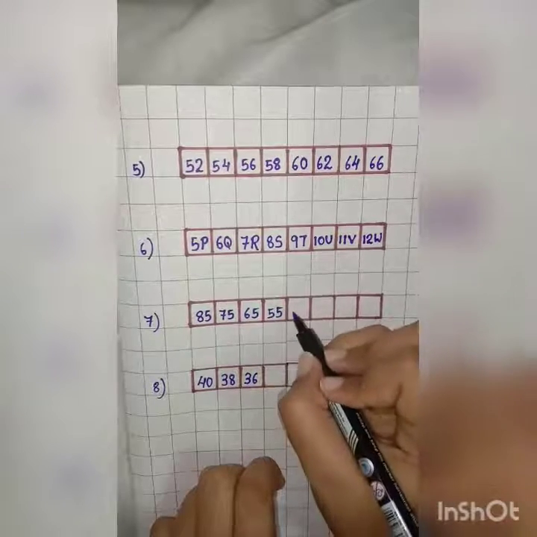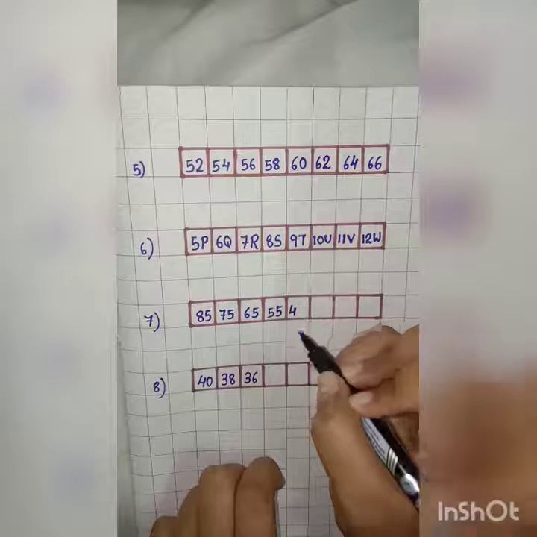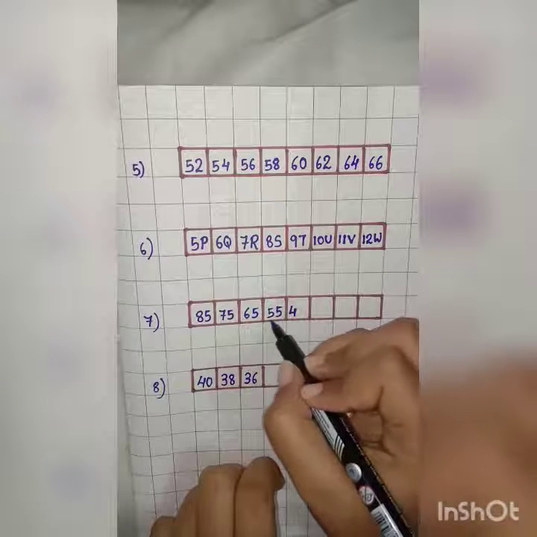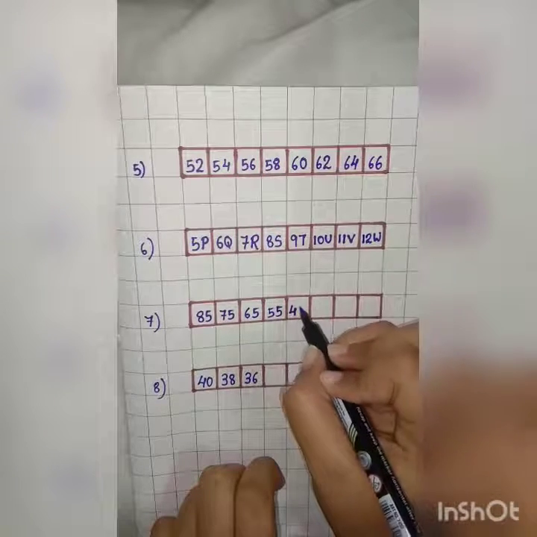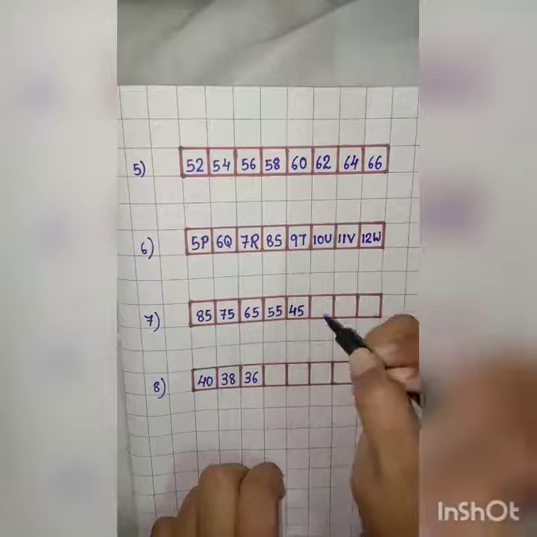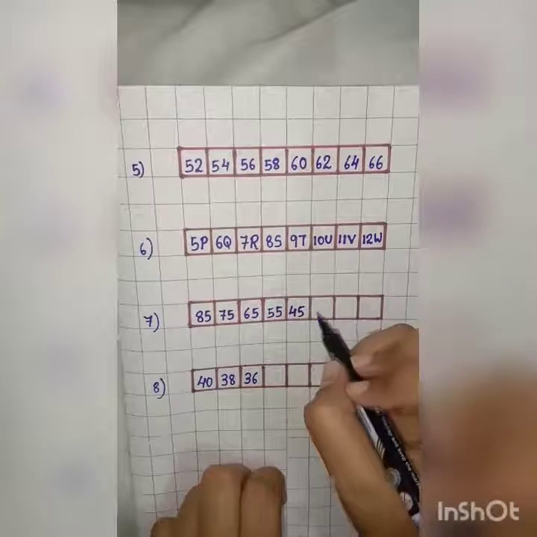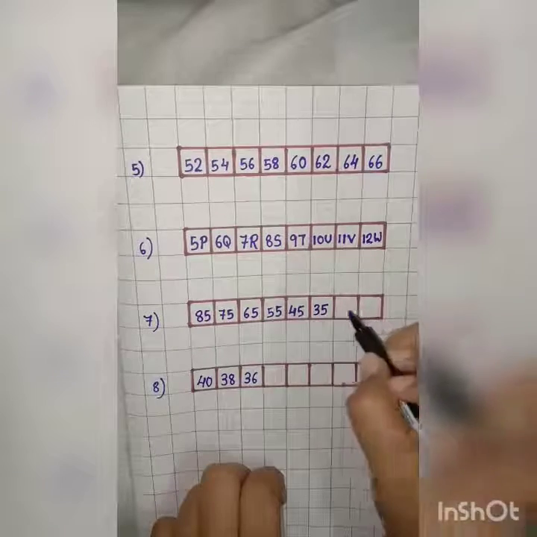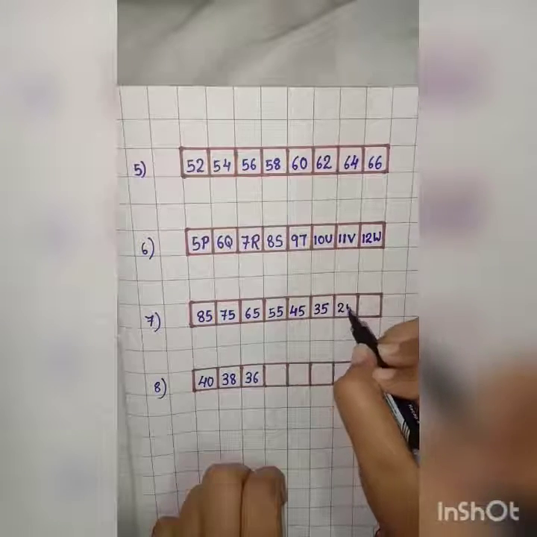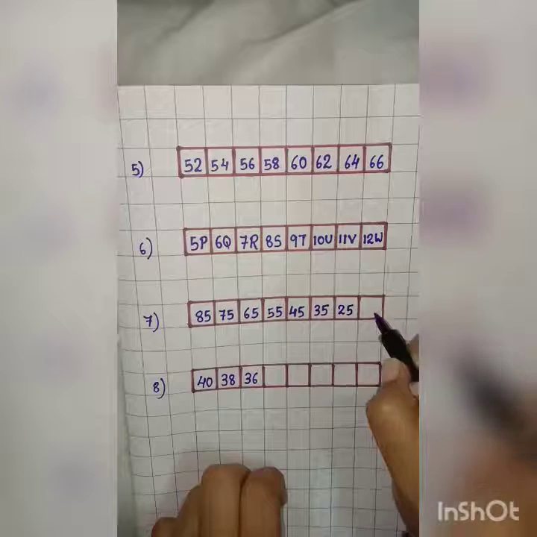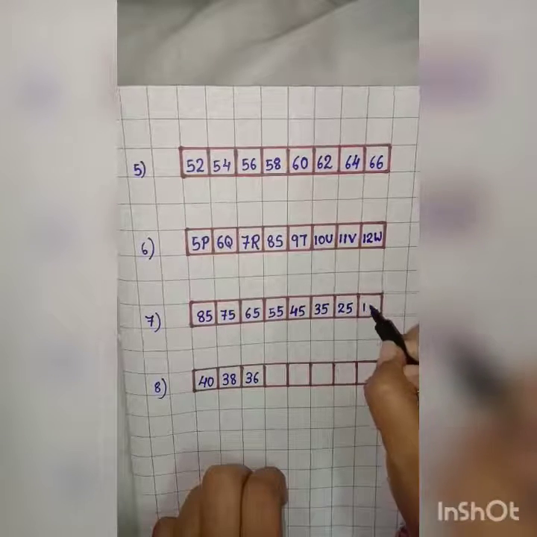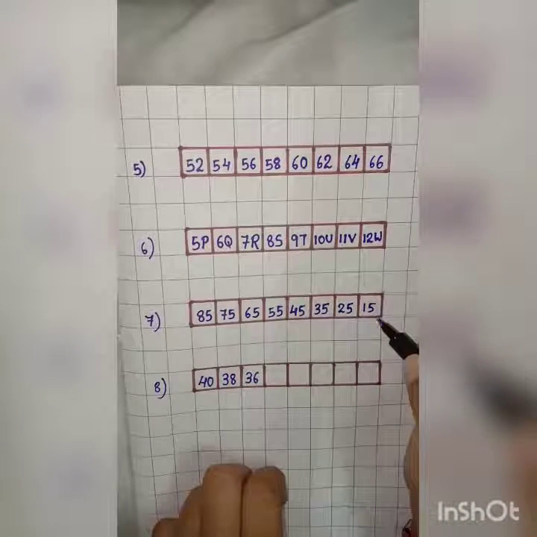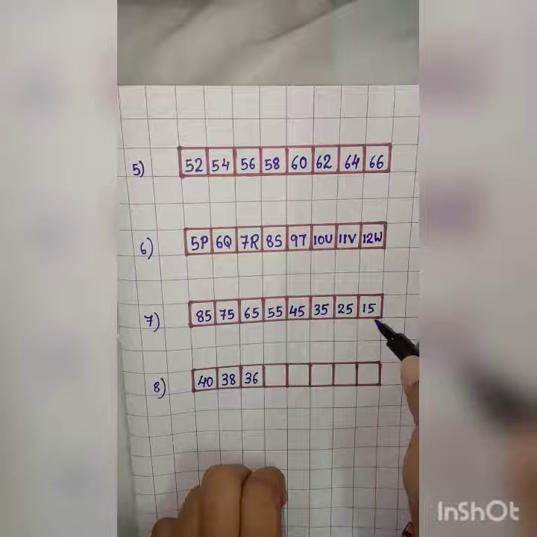Similarly, 4 is the backward number of 5. So our next number is 45. After that, 35, 25, and at last 15. Am I correct? Yes.